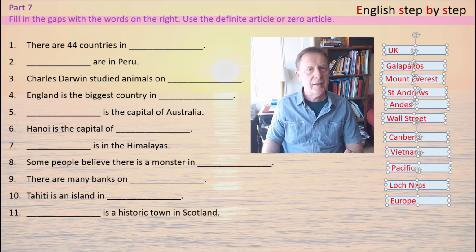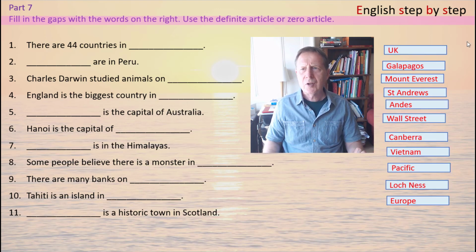So here's the practice exercise. 11 sentences with 11 gaps. Fill in the gaps with the words on the right. Use the definite article or zero article.